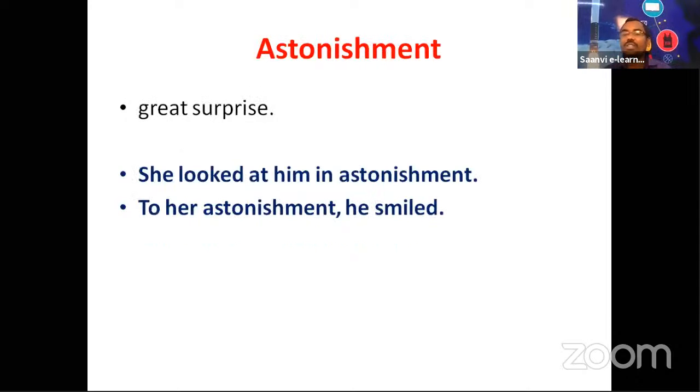Astonishment means a great surprise. See the example sentences. She looked at him in astonishment. She looked at him in great surprise. To her astonishment, to her great surprise, he smiled. She never thought that he would smile, but he smiled. So she got surprised.